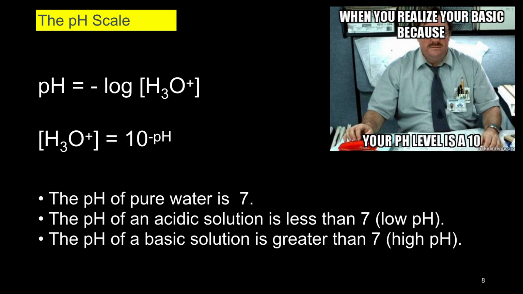pH is defined as the negative log, P means negative log, of the hydronium ion concentration. When water is pure, the pH is equal to 7. Solutions with pH lower than 7 are acidic. Solutions with pH higher than 7 are basic.